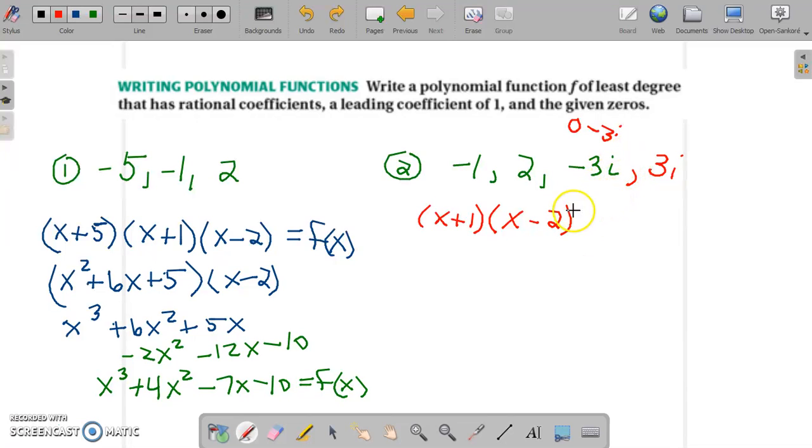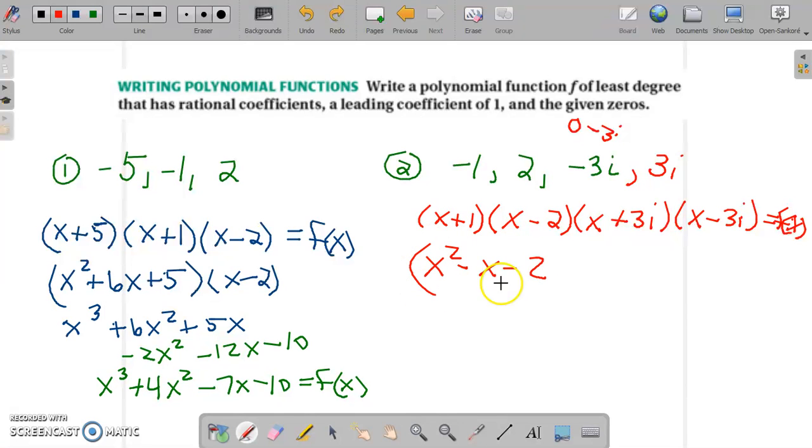x plus 3i is going to be a factor, and x minus 3i is going to be a factor. Okay, so now you have to multiply all of these out. This is going to be your function here. When you do that, this one's pretty easy. You know how to FOIL this stuff out. So this is going to be x squared minus x minus 2. Okay, that is this part.